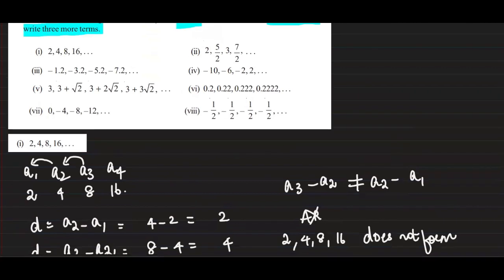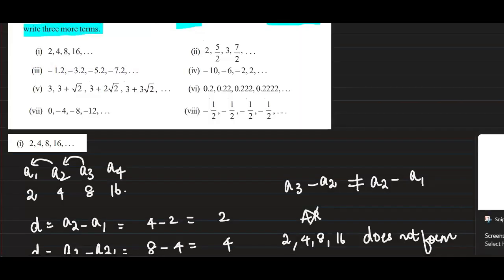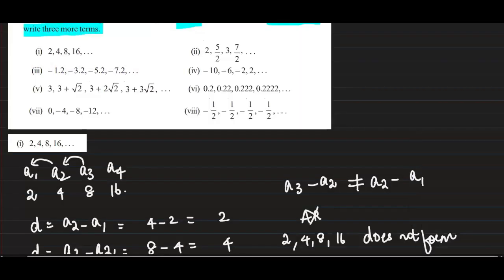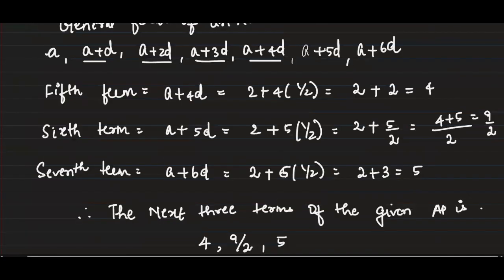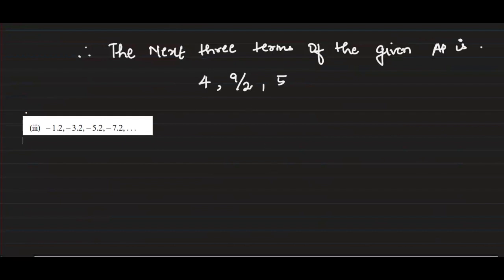So question number 3 is basically all negative terms. Now let's see what's the answer for this one. Okay, the first term is minus 1.2. Okay, now let's find what is d now. So a1, a2, a3, a4, and so on. So minus 1.2, minus 3.2, minus 5.2, minus 7.2.